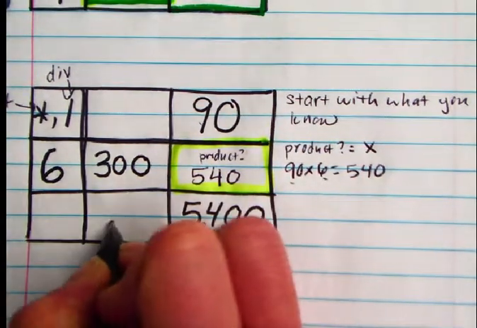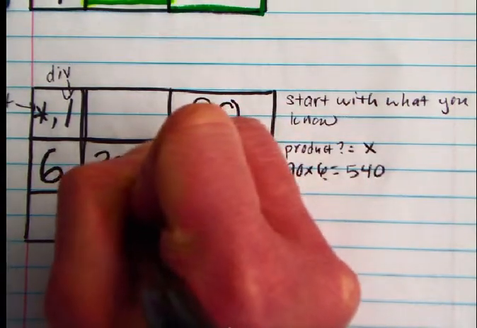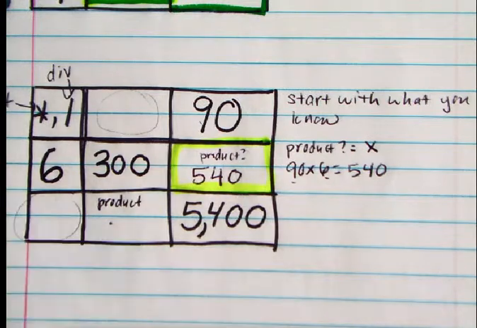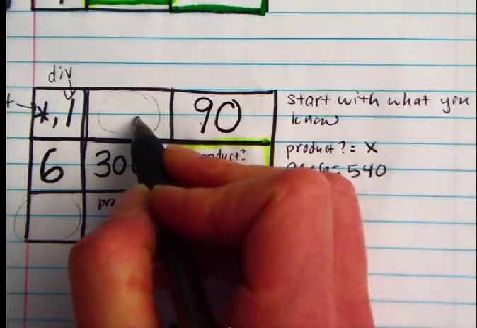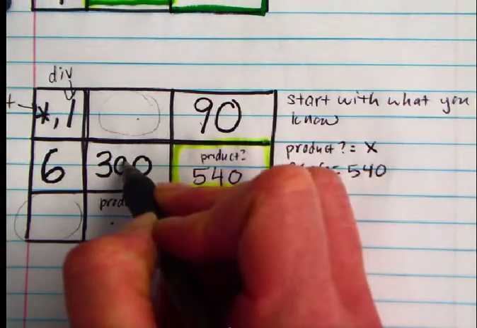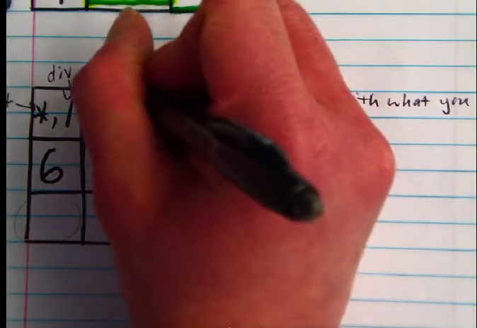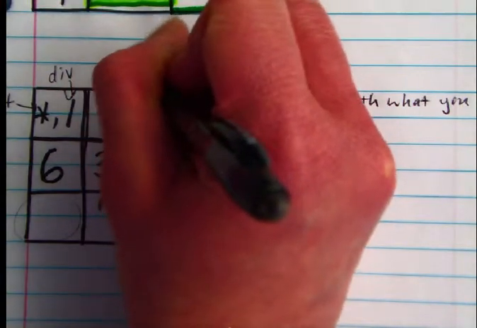Here's another one where I need to find the product. But notice I don't know the factors yet, so I can't do that one yet. Which means that I need to figure out what goes up here by using my product 300. If you're trying to find the factors, you need to divide.